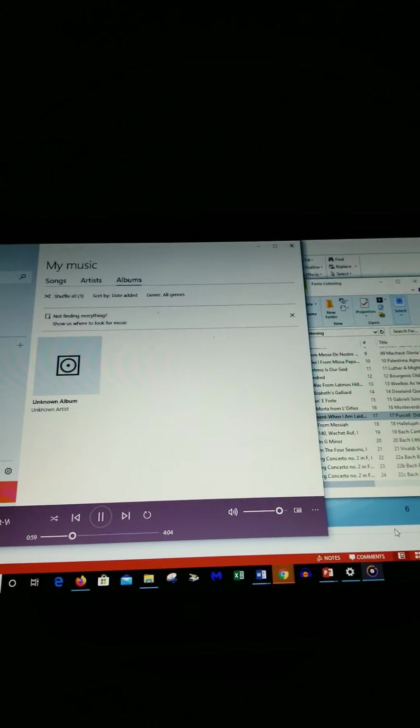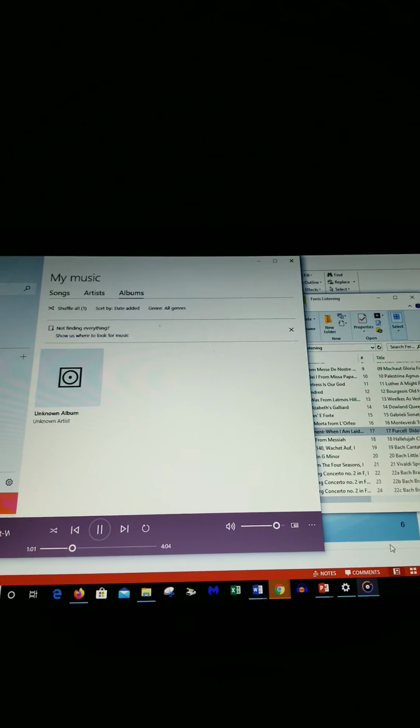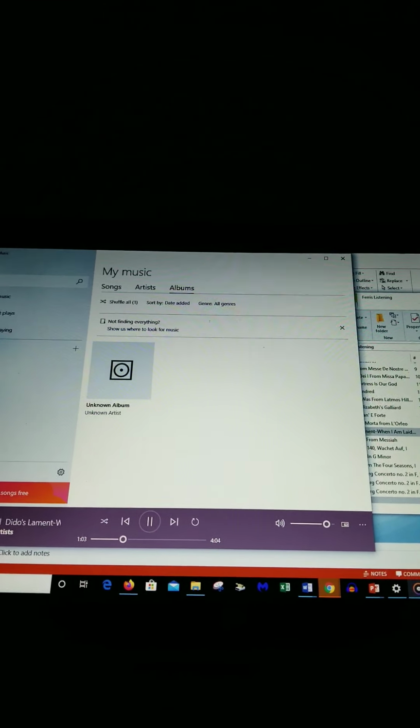Here's where the aria begins. You can hear the bass going down by half steps.